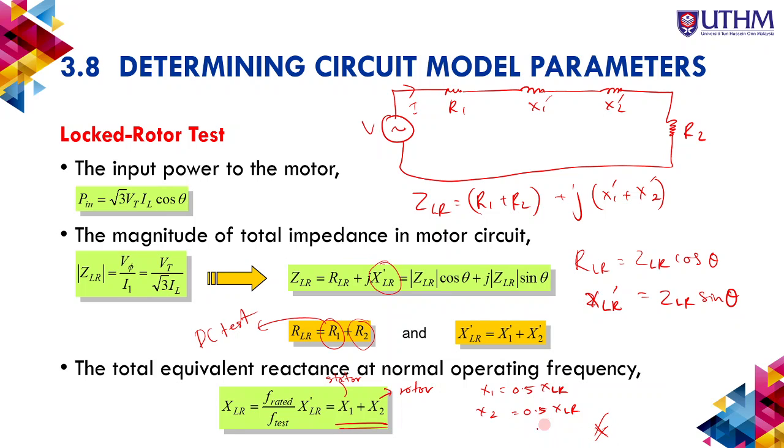So in this course, I think it is better we use this only, unless we give you a condition. For example, during the question or so on, we mention that X1 is equal to 0.4 XLR, for example, and X2 equal to 0.6 XLR.